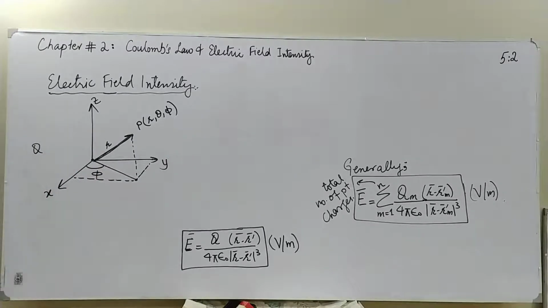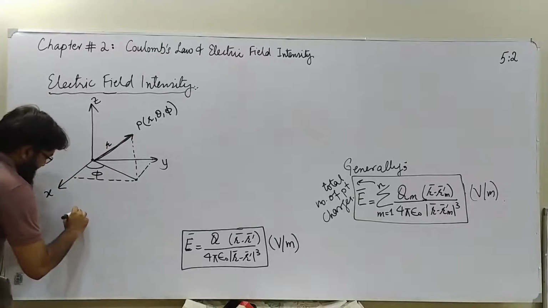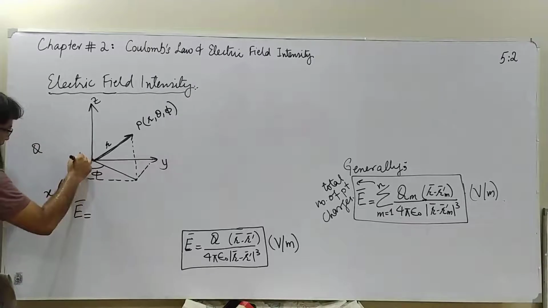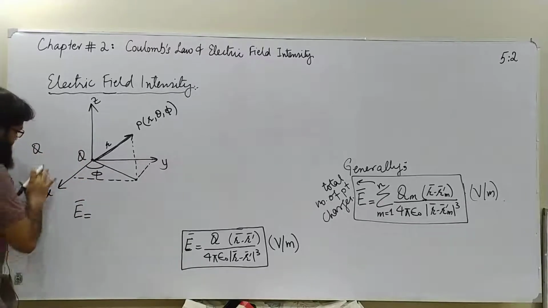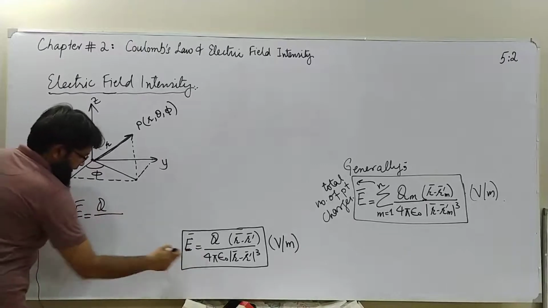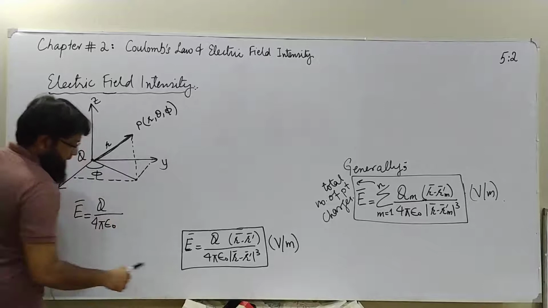So this is r. Now I want to write the expression for electric field intensity. The charge is q. At the denominator we need 4 pi epsilon naught. And what is this?